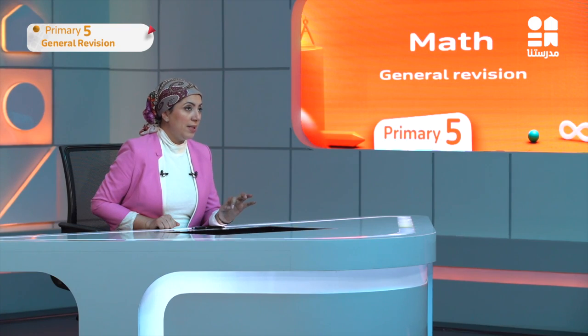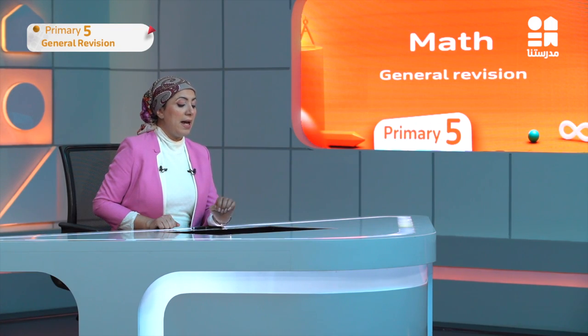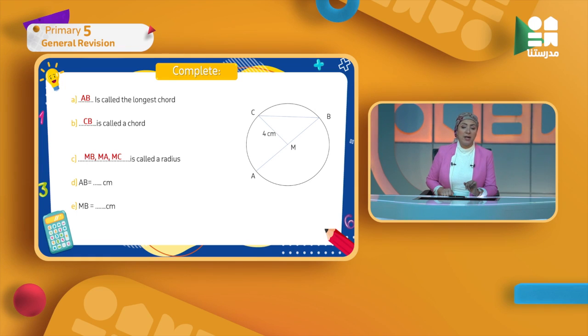We know that a diameter is double the length of a radius. If I look at the circle here, I have the length of one of the radii, which is MC. It is equal to 4 centimeters. Then AB, my diameter, is equal to 4 times 2, so it is equal to 8.